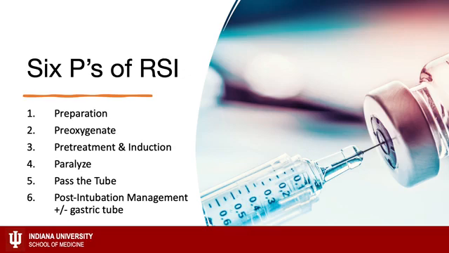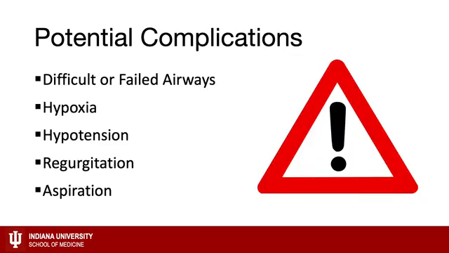The sixth and final P stands for post-intubation management, which involves verification of the tube placement and strategy of failed intubations. Some complications of RSI include failed airways, hypoxia, hypotension, regurgitation, and possible aspiration.